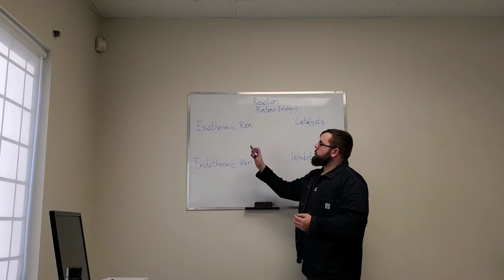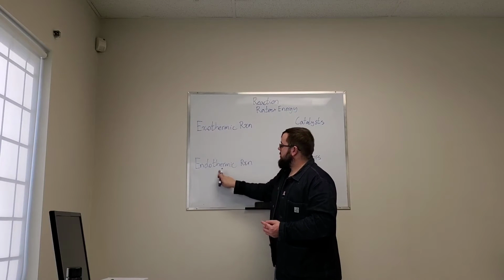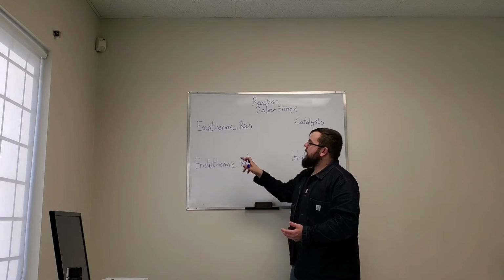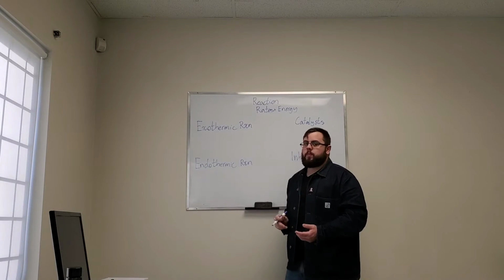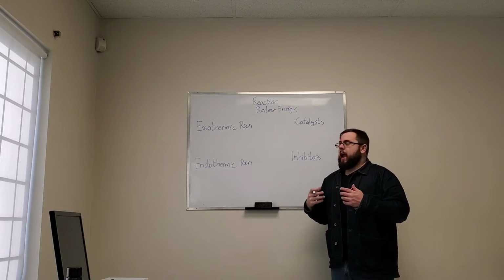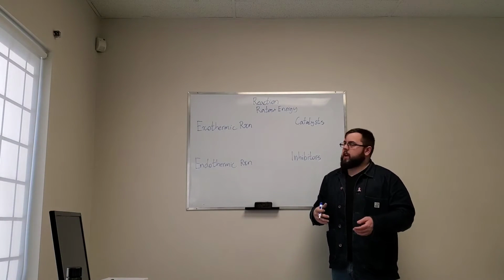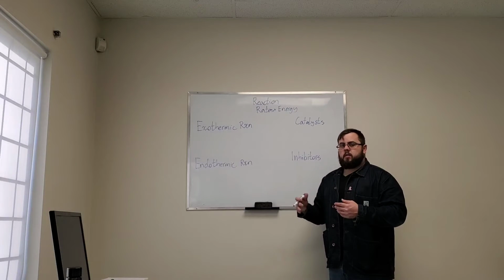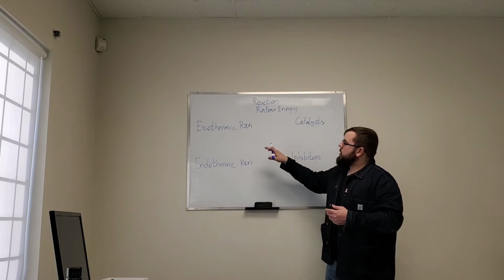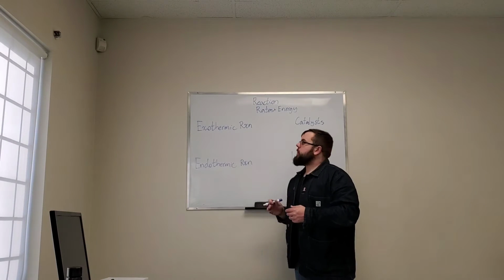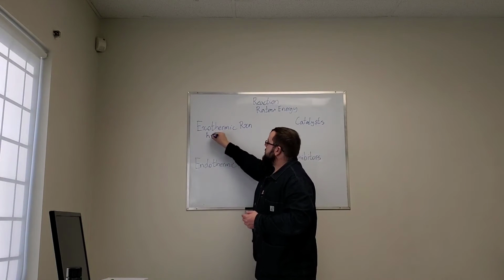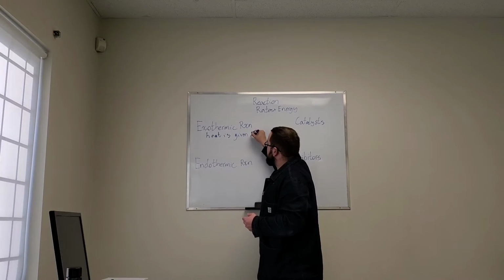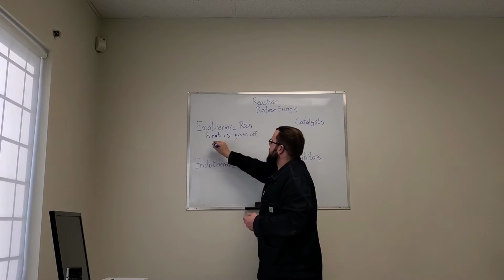So let's look at the roots of these words. Thermic, that's where the heat is involved. That's how we know it's a heat-based reaction. And then we have exo and endo. Now exo, your exoskeleton or exterior, usually means out, whereas endo kind of sounds like in. So an exothermic reaction is when heat is given off in a reaction.